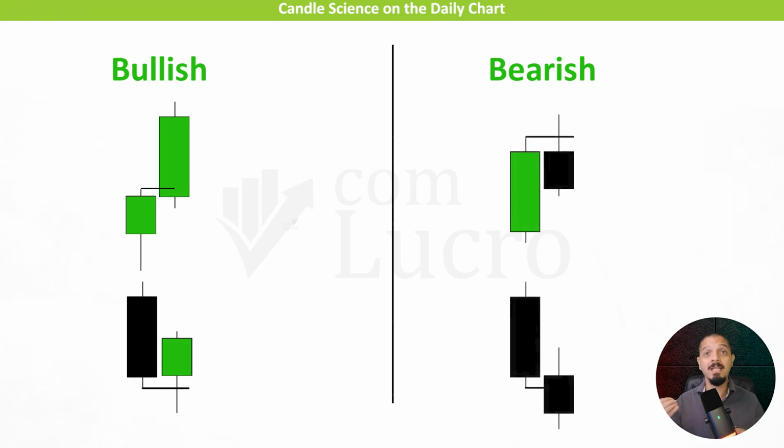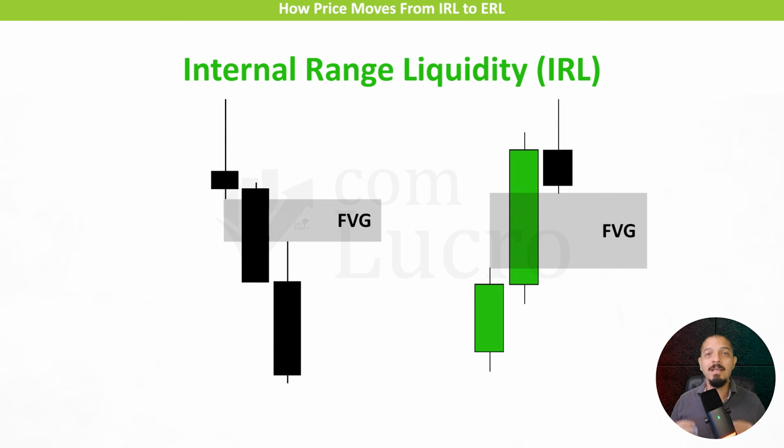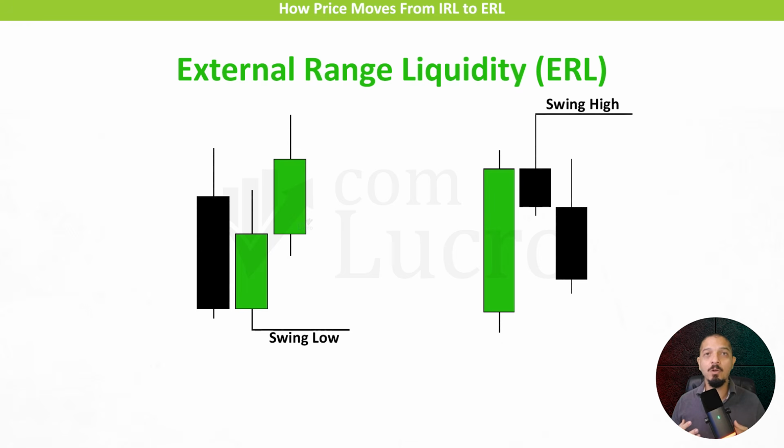Since we now understand candle science, the second way to simplify and understand daily bias is by using the concept of internal range liquidity to external range liquidity. This is honestly the concept that completely changed the way I look at the market. It has 2 clear components: internal range liquidity and external range liquidity. Internal range liquidity, also known as IRL, refers to fair value gaps within price. External range liquidity, on the other hand, refers to swing highs and swing lows on the chart.